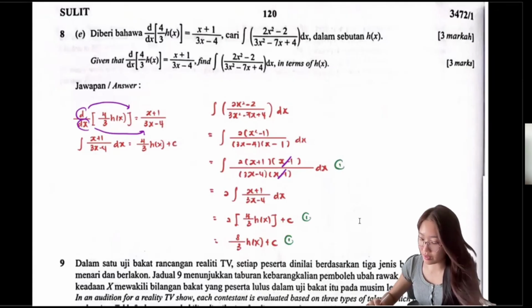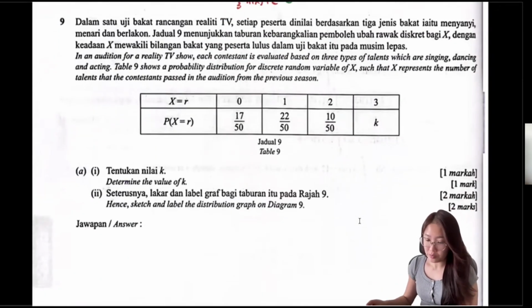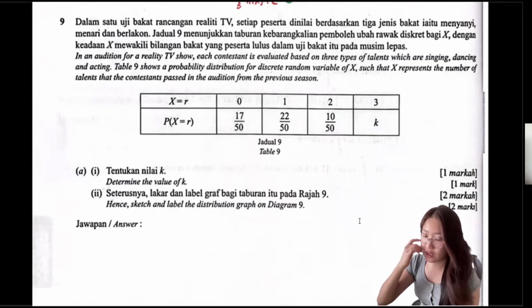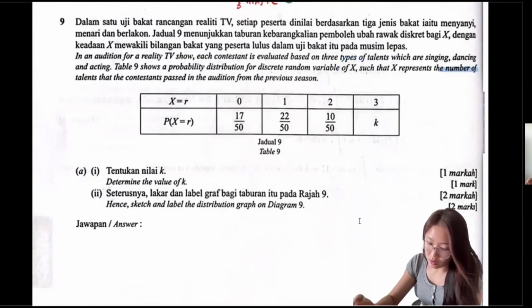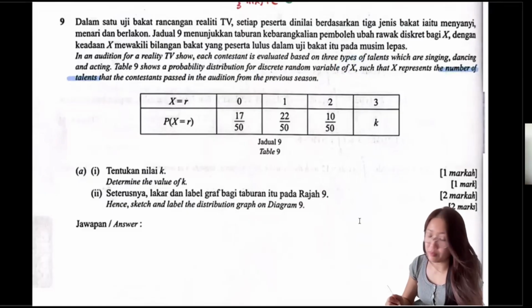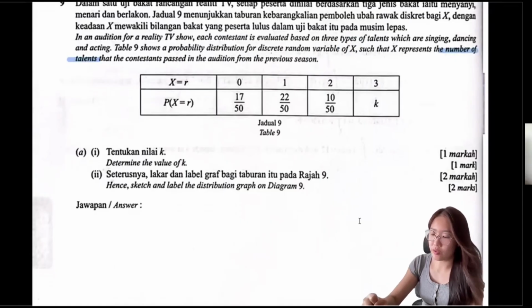Question 9 is probability distribution. In an audition for a reality show, each contestant is valued based on 3 types of talents, which are singing, dancing, and acting. Table 9 shows a probability distribution for discrete random variable x. X represents the number of talents that the contestants pass in the audition from the previous season. So now A, they want you to determine the value of K. Basically over here, they tell you a distribution. Distribution means all the outcomes, and the probability of all the outcomes as well.